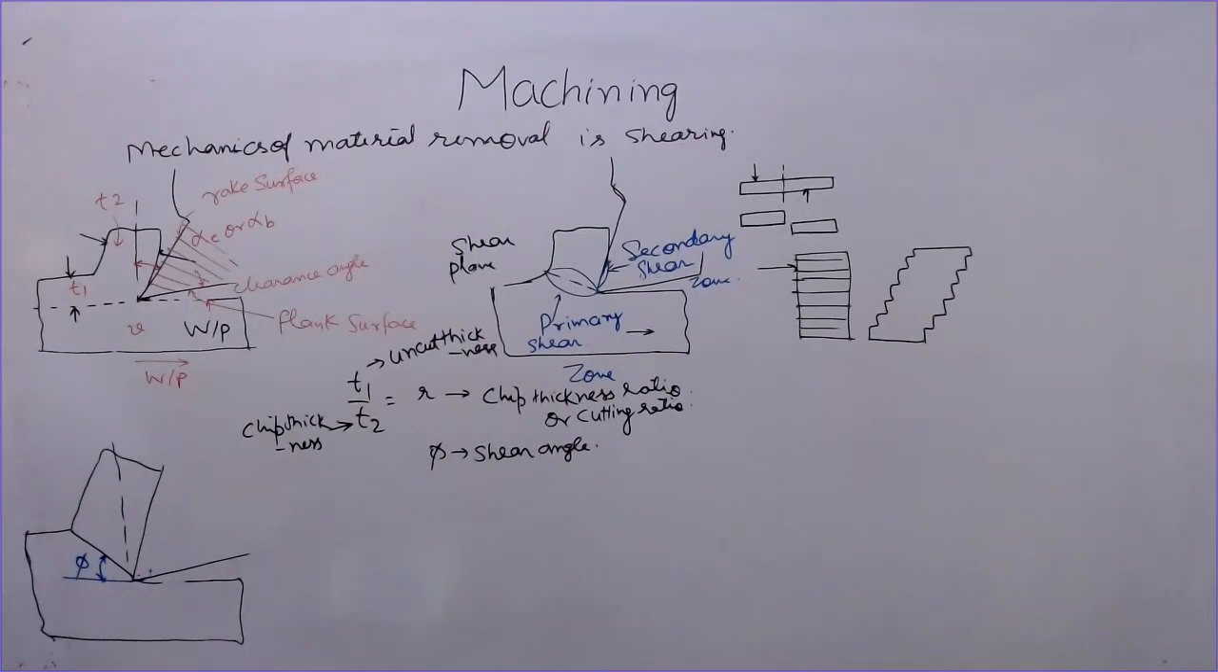Actually what happens, shearing means slipping. So this lump of mass, when it is separated from the material which is cut here, slips along this plane. There is slipping, so it is separated along this plane, then it moves in this direction. That's why we call it the shear plane. The chip thickness here is T2, and the uncut thickness here is T1.